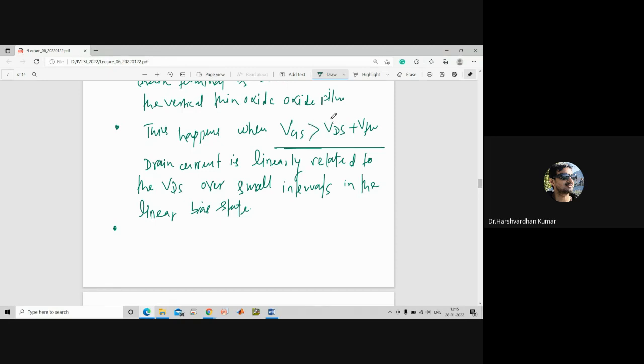So if we increase VDS further, then what will happen to these equations? Can you guess? If you keep on increasing the VDS, then what will happen to these equations? Yes? Can you guess?